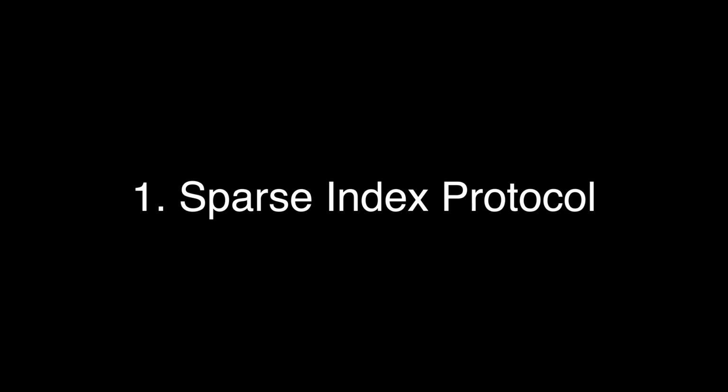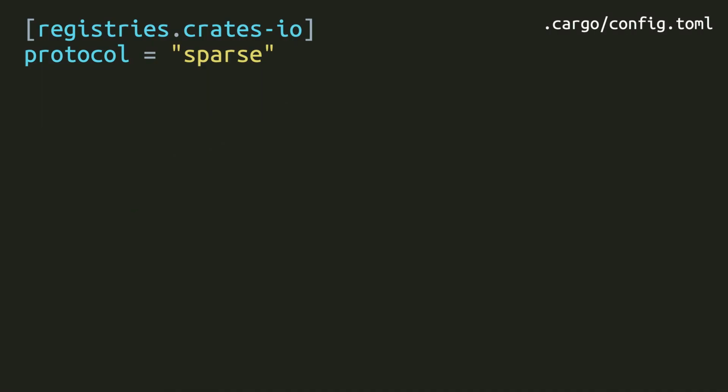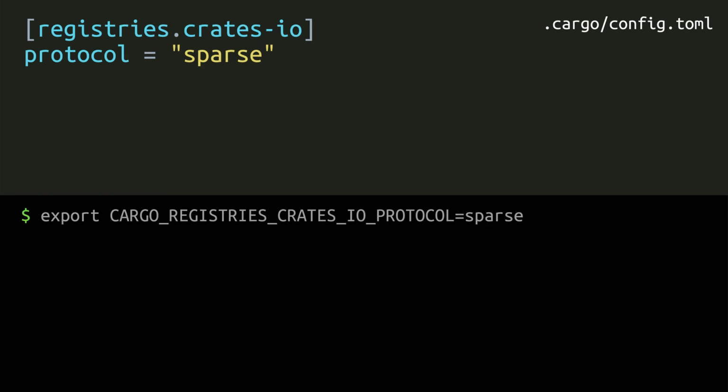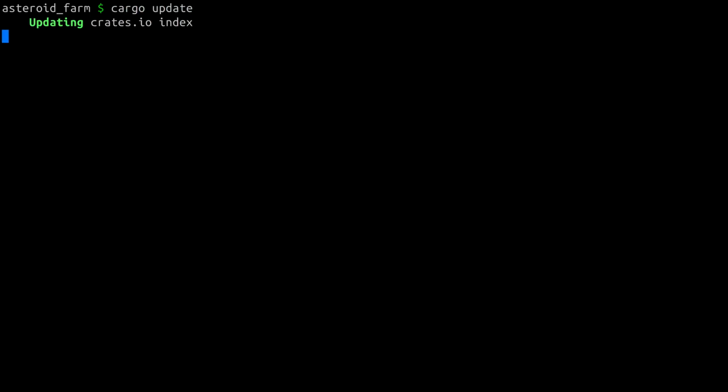Number 1. The Sparse Index Protocol is now available in stable Rust. This new protocol makes updating the index super fast, but it isn't enabled by default. To enable it in a single project in Rust 1.68.0, put this configuration snippet in your project's .cargo/config.toml file. Or, to enable it more globally, export this environment variable with the value set to sparse. Then you get super fast cargo index updates.